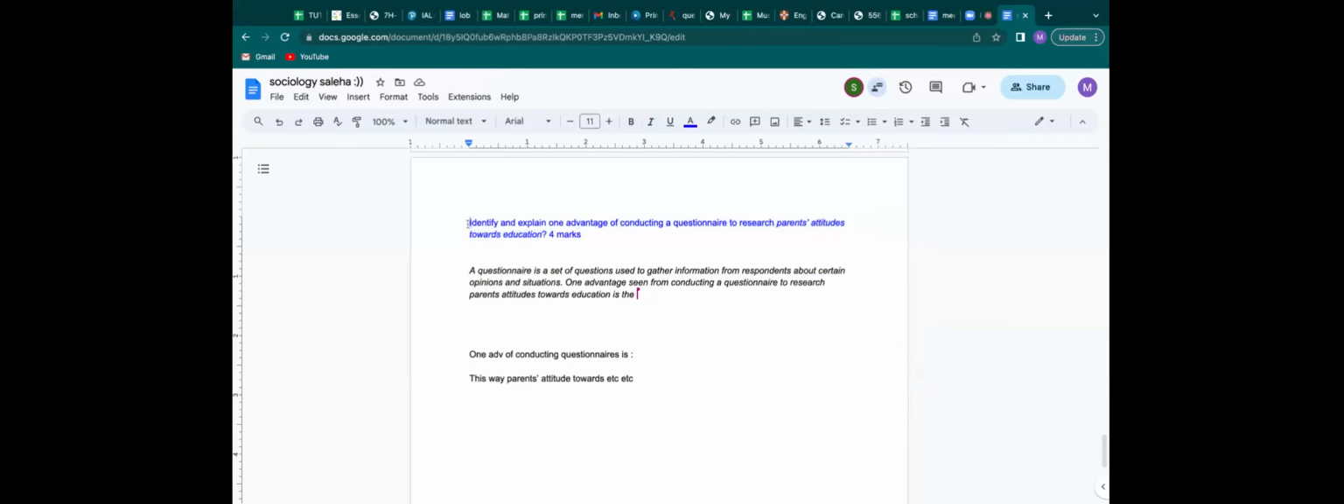Because they're saying identify and explain one advantage of conducting, so you can say one advantage of conducting a questionnaire. So you're identifying that advantage and explaining that advantage. That's 2 marks over there. Identification 1 mark, explaining it another mark. Example then you're going to give based on parents' attitude towards education. That's 2 more marks. That's a 4 on 4. Okay. Understood.